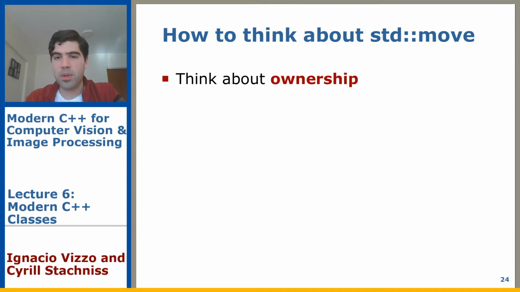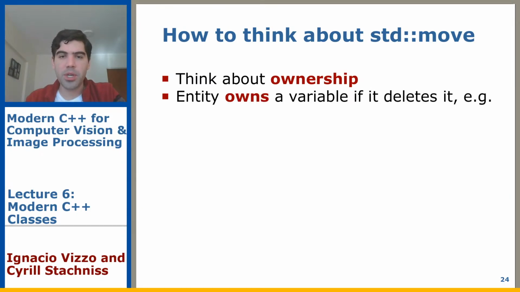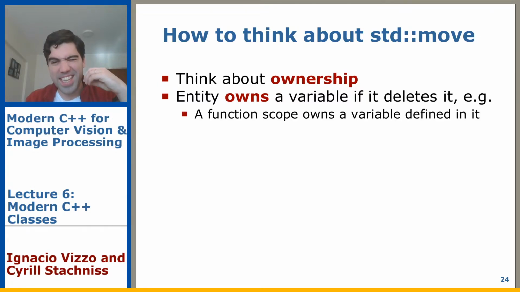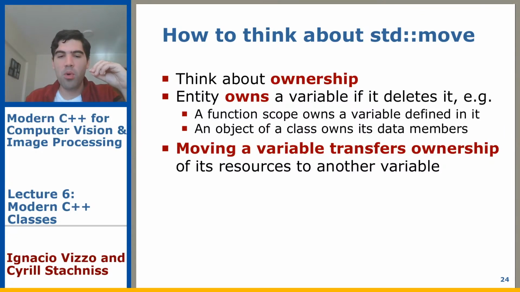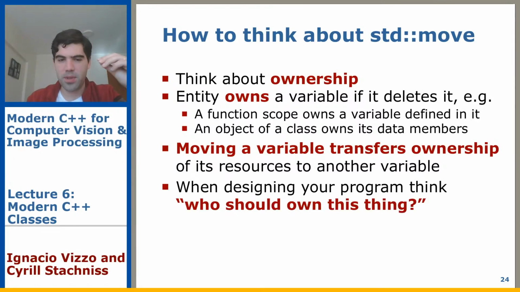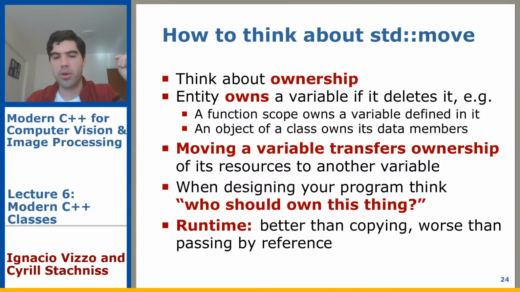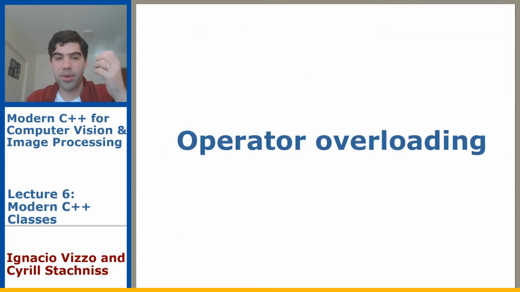Whenever we talk about move, you should think about ownership. An entity owns a variable if it deletes it. A function scope owns a variable defining it, and then moving a variable transfers ownership. So whenever you call move on a variable, you're transferring ownership to this new member. When designing your program, you should think who should own this thing, and then you will know if you should be using move or not. If we benchmark this, the runtime is better than copy, but it's worse than passing by reference.